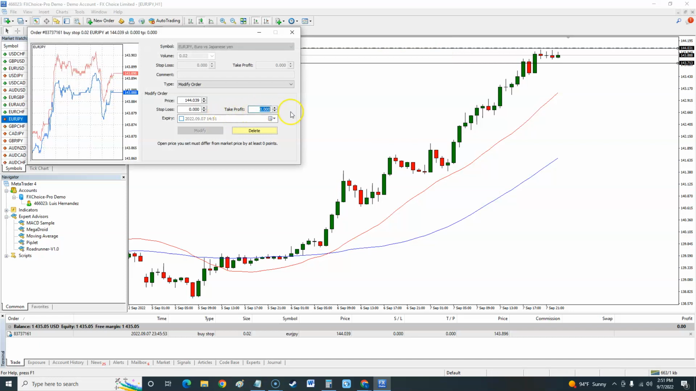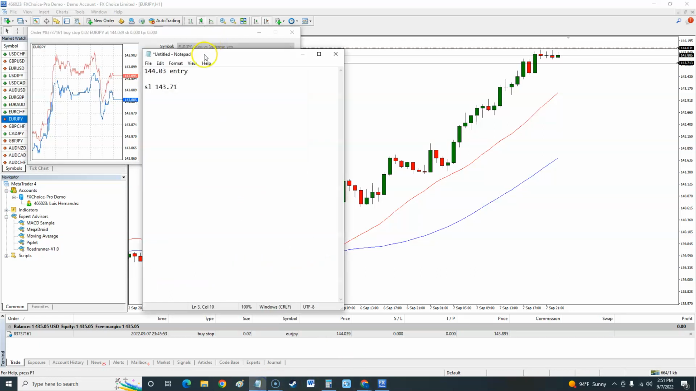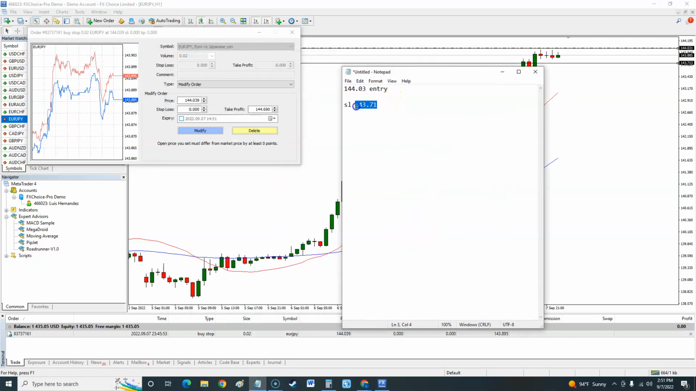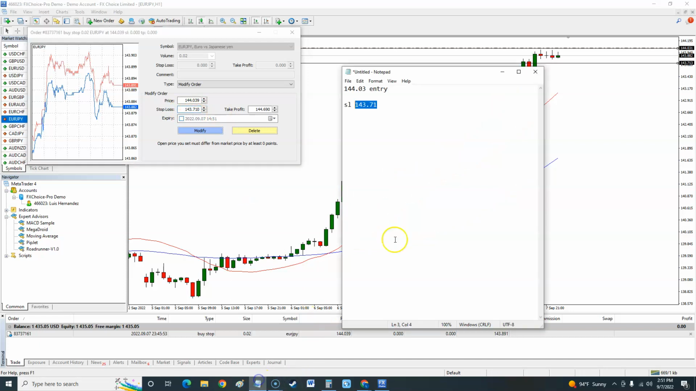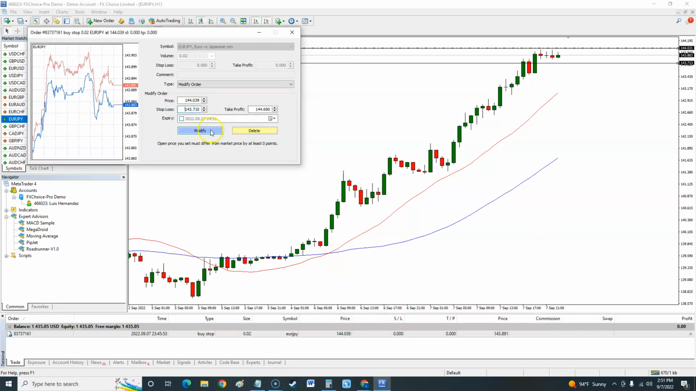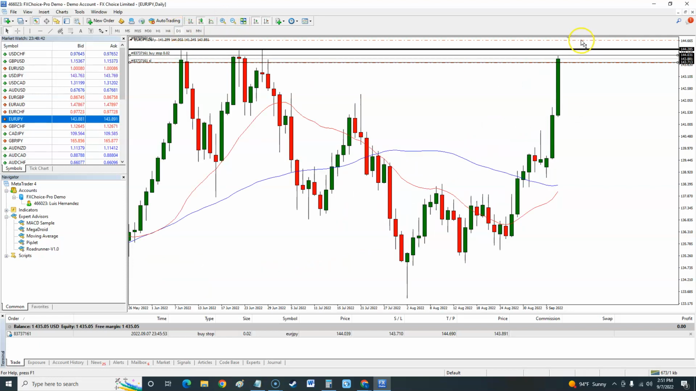Our take profit will be 144.69. Remember the stop loss, 143.71. Am I doing that right? Hold on a sec. Yeah, 144.69 and 143.71 for the stop loss. Go ahead and modify that. Boom. Okay, so our stop loss is down here. If we lose, we only lose $4.58. Now check this out. If we win, we win.